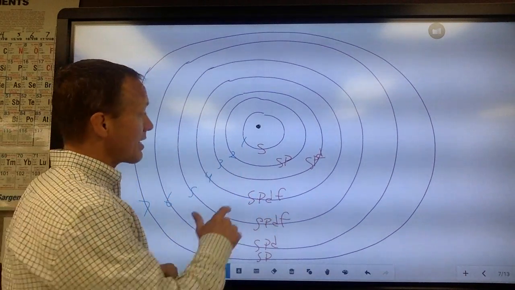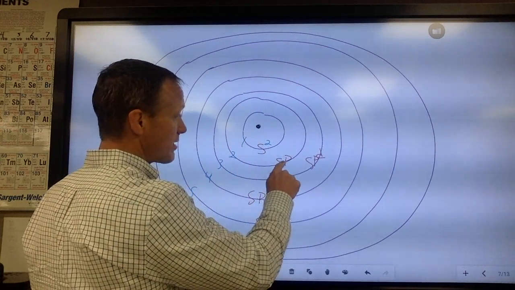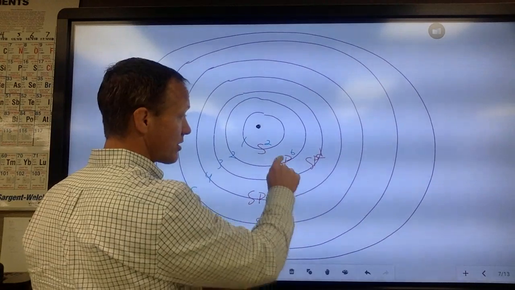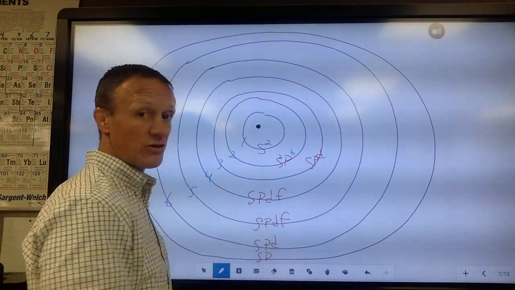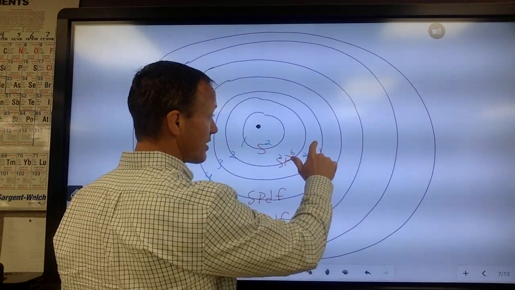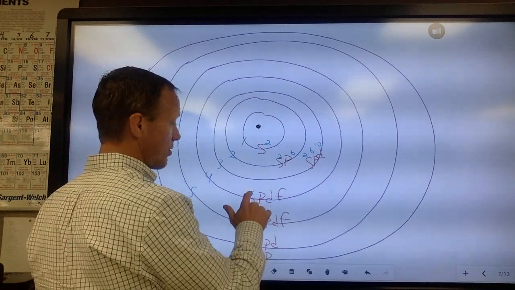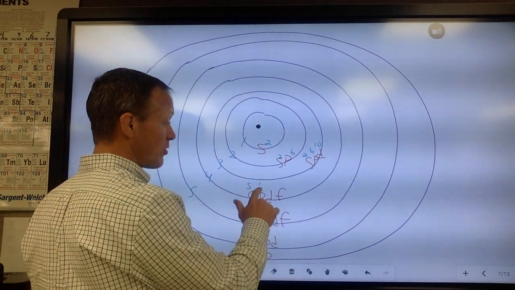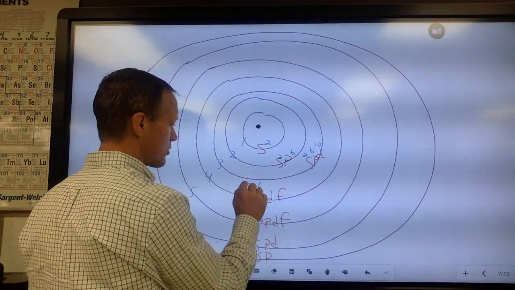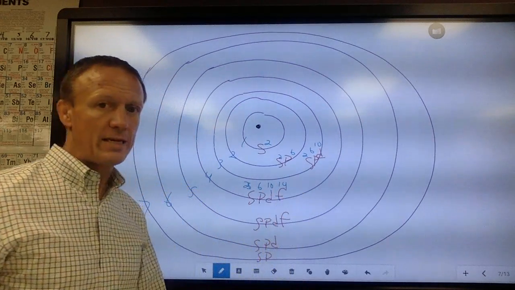Remember, S sublevels hold 2 electrons. P sublevels hold 6. So this S would hold 2, that P holds 6. That's 8 electrons at that energy level. In the third energy level, the S holds 2, the P holds 6, and the D holds 10. So that's 18. It would fill the whole energy level. In the fourth energy level, the S holds 2 electrons, P holds 6, D holds 10, and F holds 14.